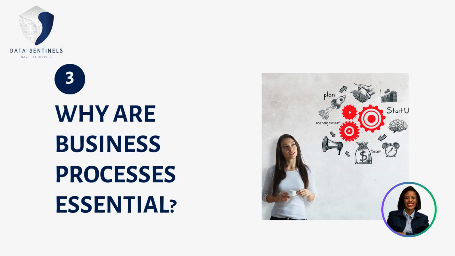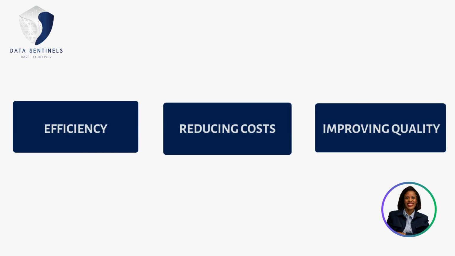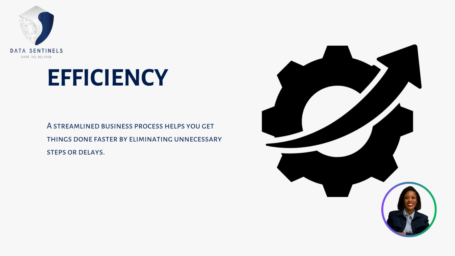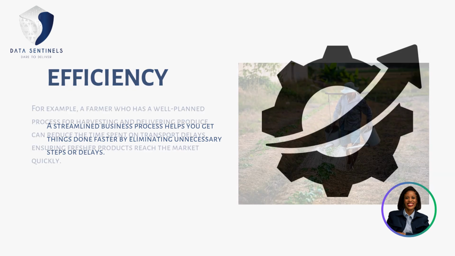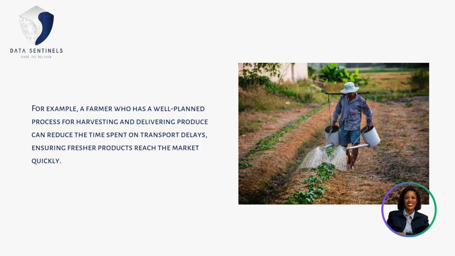Why is this essential? There are a plethora of reasons, but we're just going to talk about the top three: efficiency, reduction of cost, and improving quality. When you think about efficiency, I want you to think about you want to streamline your business process to help you get things done faster by eliminating unnecessary steps. For example, if you are a farmer who has a well-planned process for harvesting and delivering produce, you can reduce the time spent on transport delays by ensuring fresher products reach the market quickly.